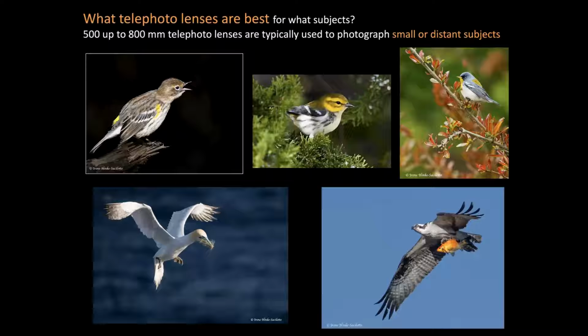What telephoto lenses are best for what subjects? 500 to 800 millimeter telephotos, or even longer, are typically used for small or distant subjects. For instance, for the series of warblers in the top, and for the gannet and the osprey below that would be at a distance.